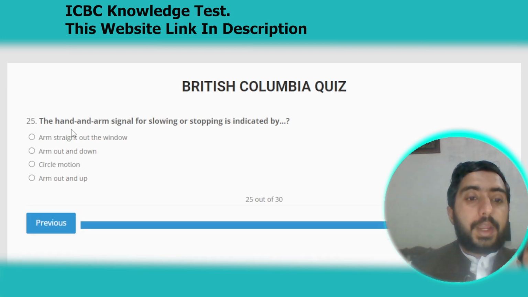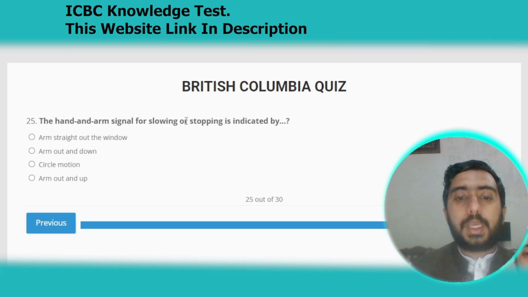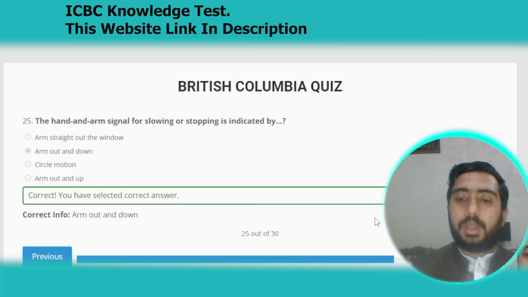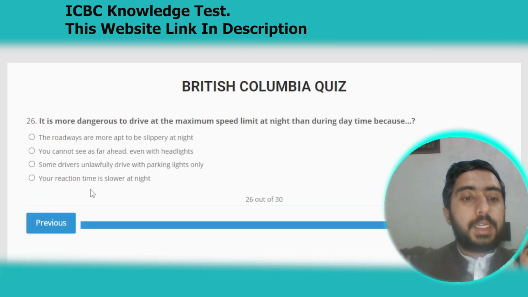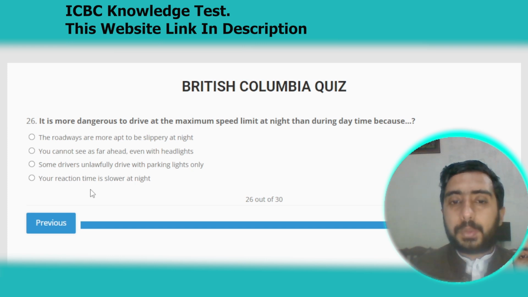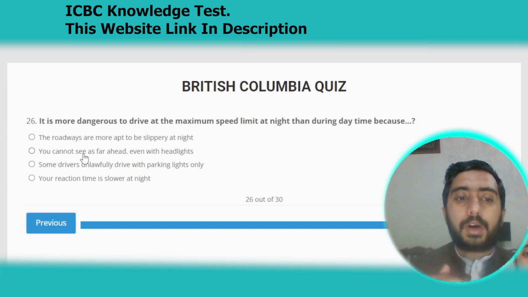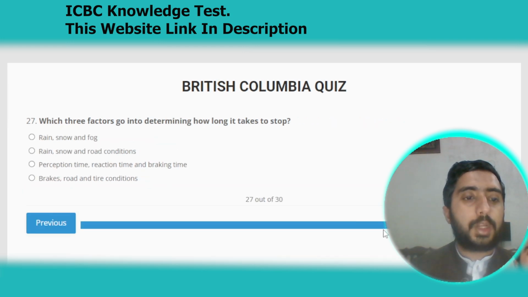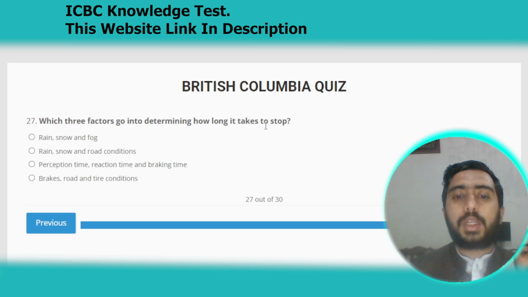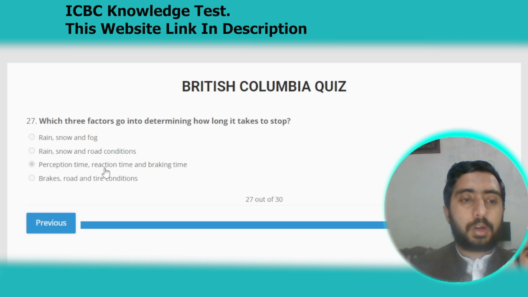Next question. The hand and arm signal for slowing or stopping is indicated by arm out and down. Option B. Next one, question number 26. It is more dangerous to drive at the maximum speed limit at night than during daytime because you cannot see as far ahead even with headlights. Option B. Next one, question number 27. Factors that go into determining how long it takes to stop are perception time, reaction time, and braking time. Option C is the correct option.